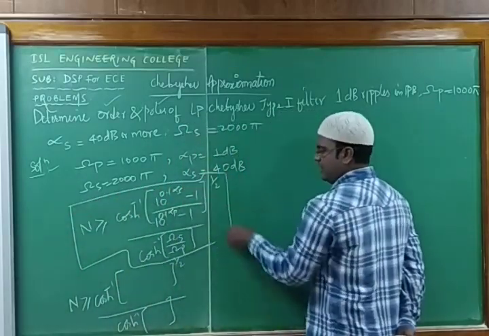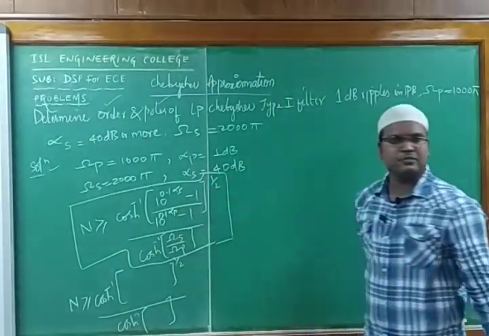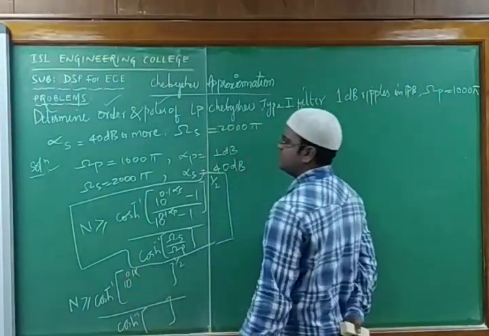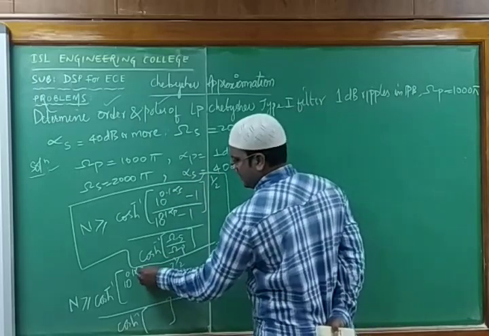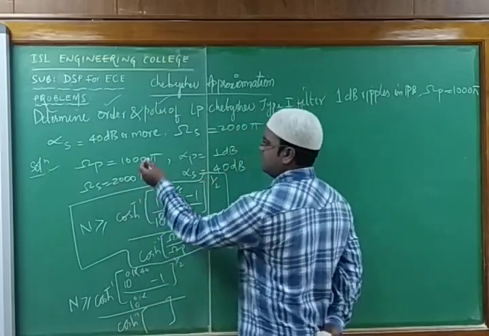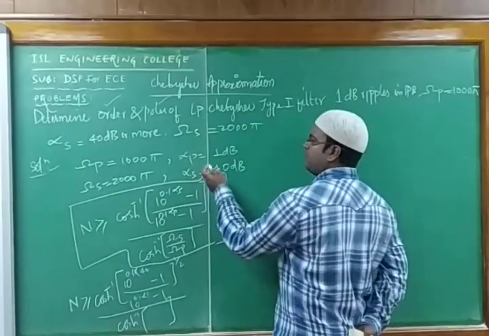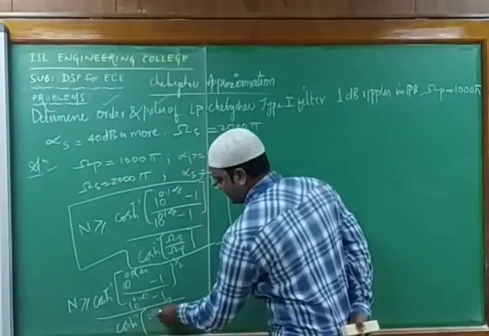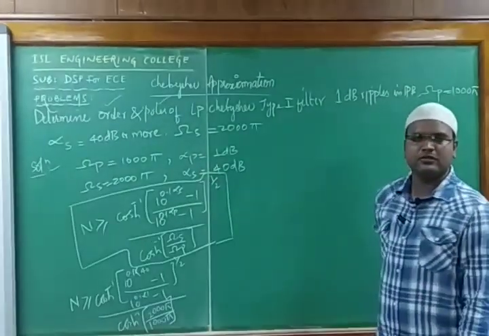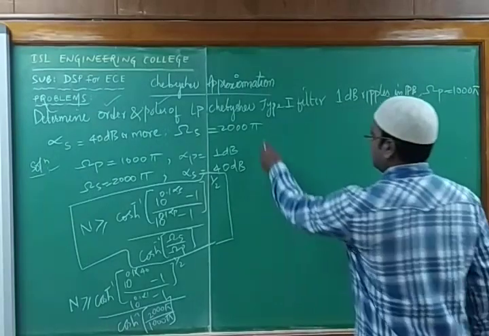We are substituting the given parameters into the formula to get the order of the filter by Chebyshev approximation. So we write 10 power 0.1 into alpha s, which is 40, minus 1, divided by 10 power 0.1 into alpha p, which is 1 dB, minus 1. The frequency in the stop band is 2000 pi and in the pass band is 1000 pi, so we can cancel 1000 and 2000.